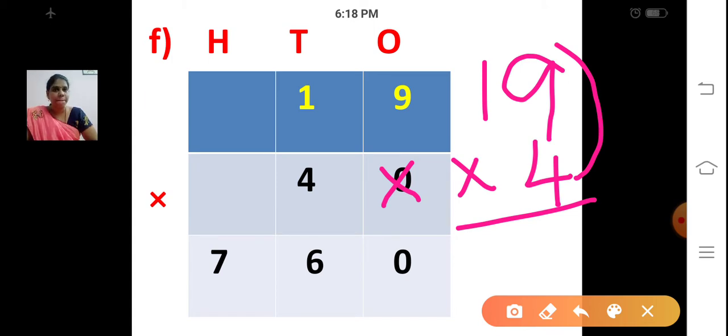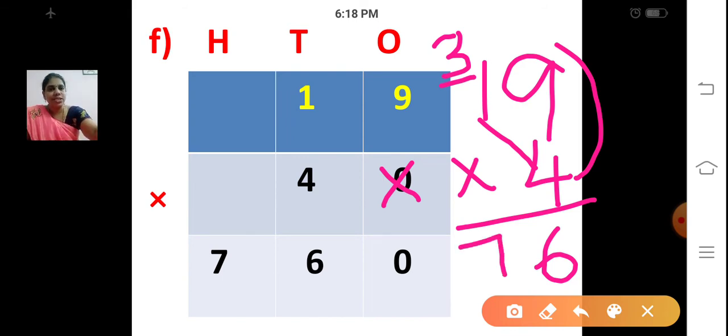9 4s are 36. So 6, I am writing it here, and 3 I carry. Now we are going to multiply the next numbers. 1 4s are 1 into 4. 1 4 is 4. 4 plus, don't forget to add this carried over part. So 4 plus 3. 4 in the mind, 3 on the fingers. After 4, 5, 6, 7. So the answer is 19 into 4 is 76.